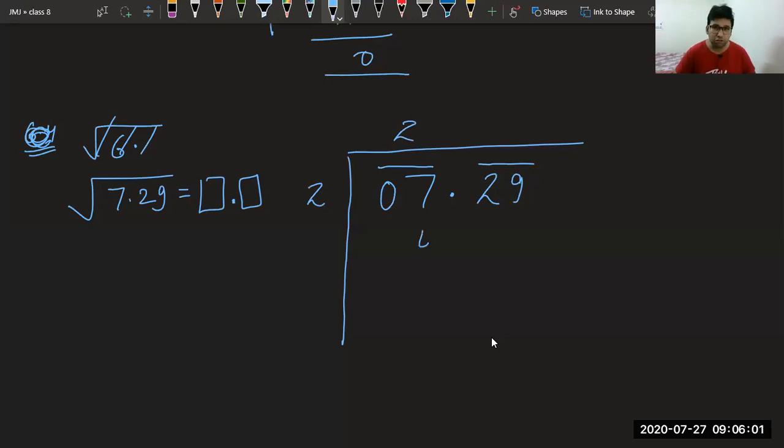So 2 2s are 4. What is the remainder? 3. Then a point is there. Point is there. 29 we have got. Twice of 2 is 4.